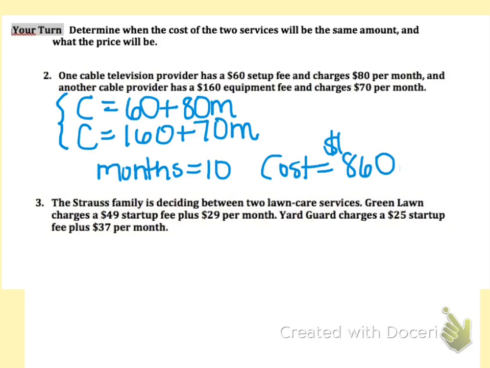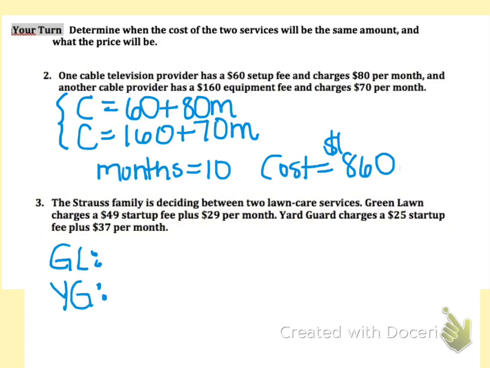And let's just take a look at setting up one more. We won't actually solve this one. We'll set this one up together. So the Strauss family is deciding between 2 lawn care services. Green Lawn, so we've got one that's called GL, like Grand Ledge. And then we have one that's called Yard Guard, so YG.